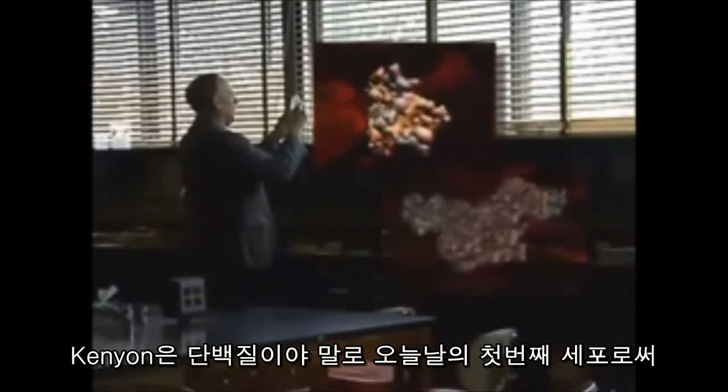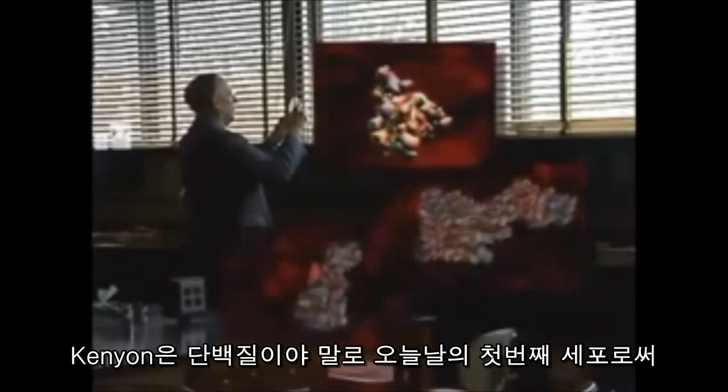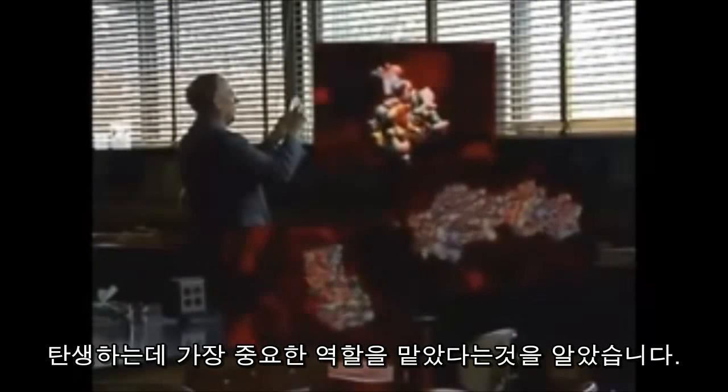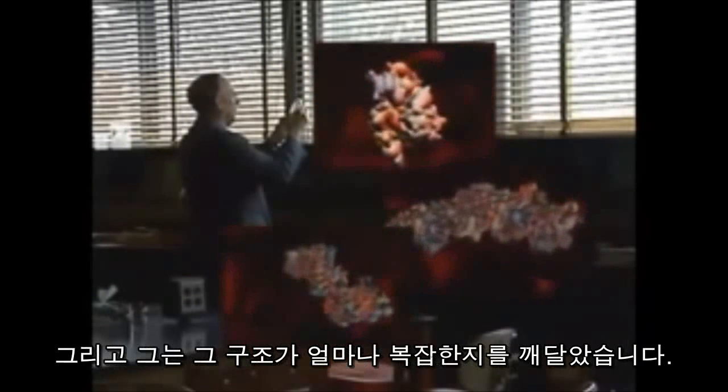Kenyon knew that proteins would have been as important to the first life as they are to living cells today. He also recognized the complexity of their construction.